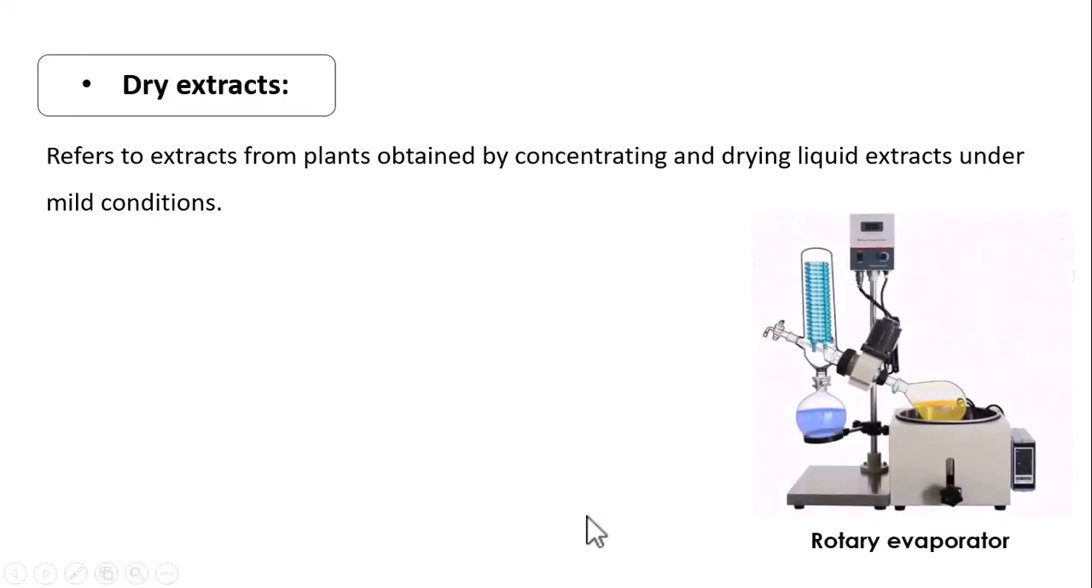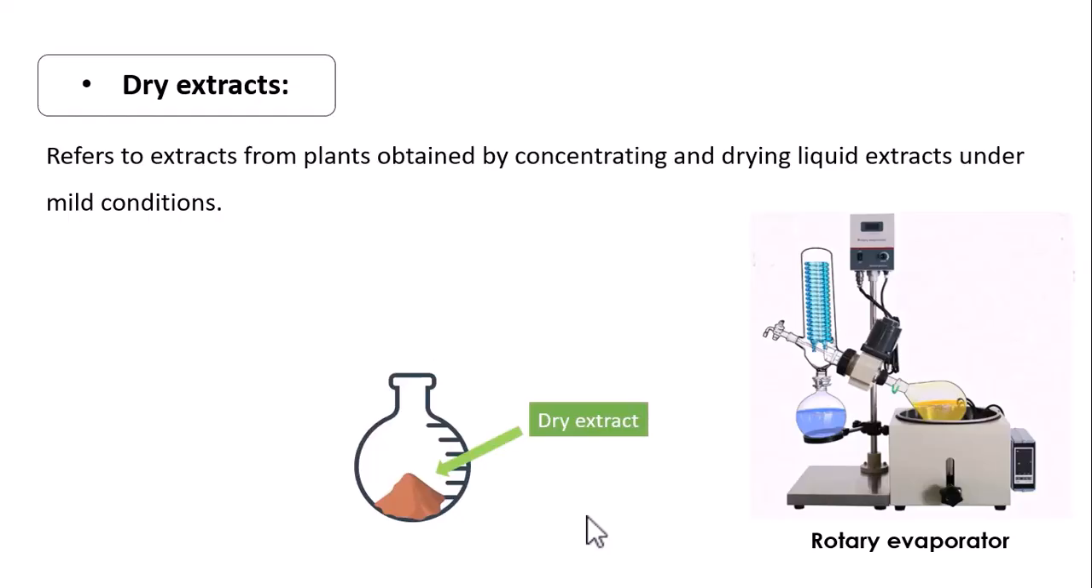Dry extracts refer to extracts from plants that are obtained by concentrating and drying liquid extracts. What does that mean? It means that when liquid extracts are produced, we use a rotary evaporator device to evaporate the solvent, and then we separate the solid part that remains at the bottom of the flask.